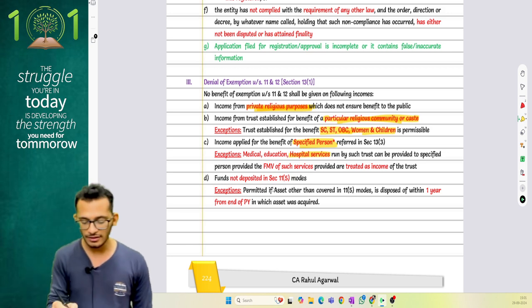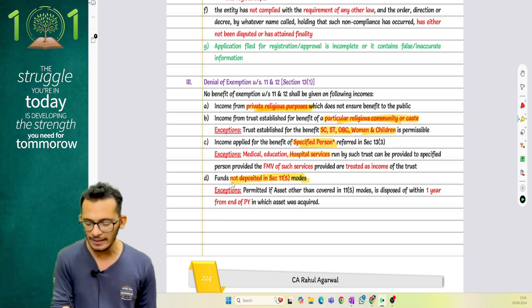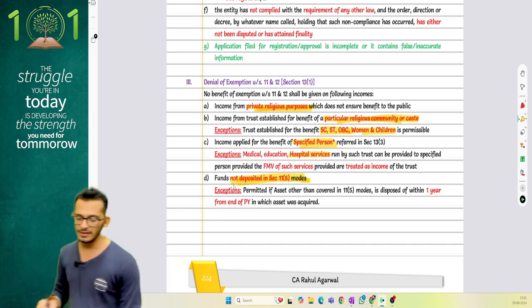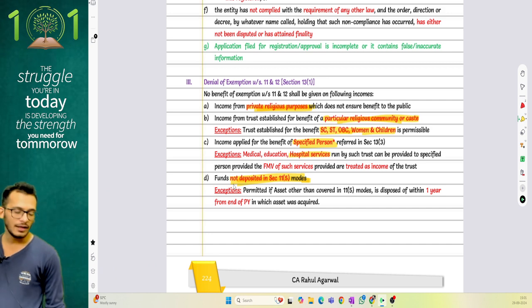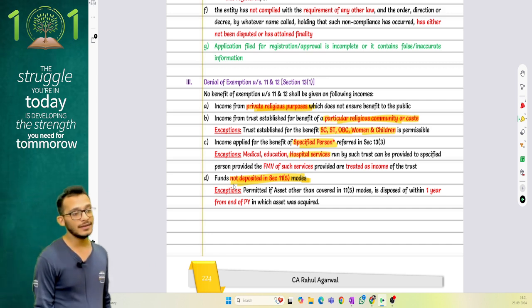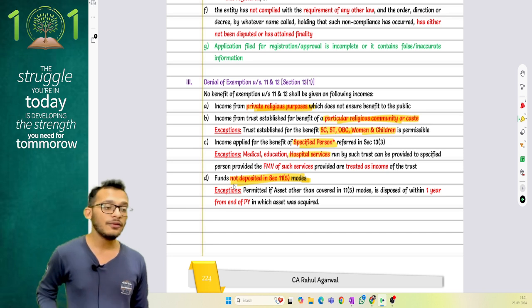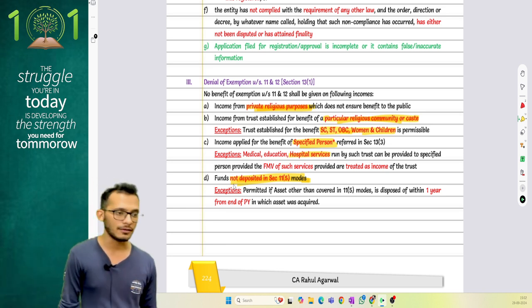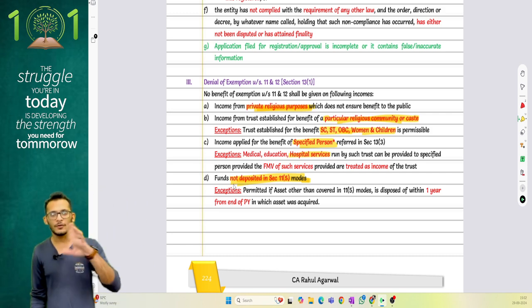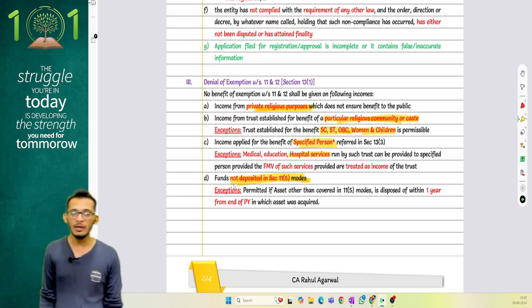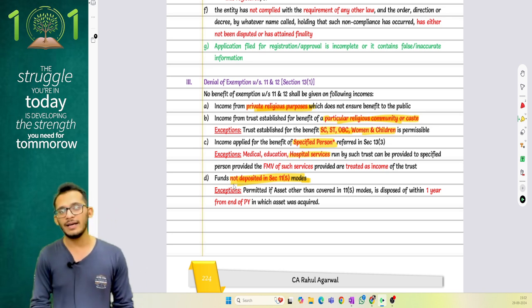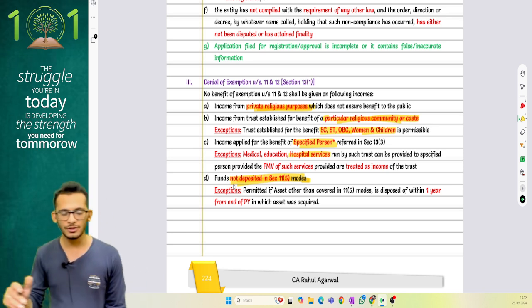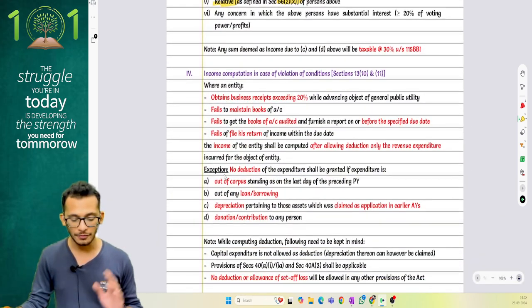And finally, if you're not depositing any money in the 11(5) modes, but you're withdrawing the money, if it is for the purchase of an asset, please ensure that the purchase of the asset takes place within a period of 1 year. If you do so, then I have no problem. But if you don't do so, then whatever money you withdrew will become taxable under section 13. This is a clarification given to you.